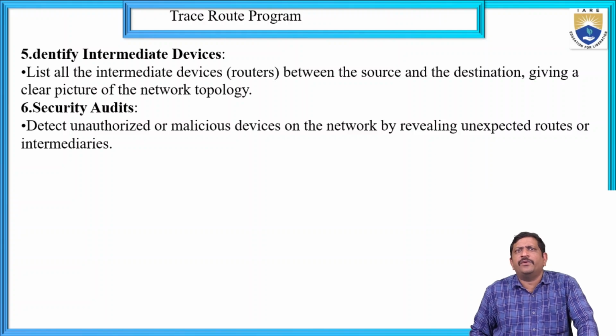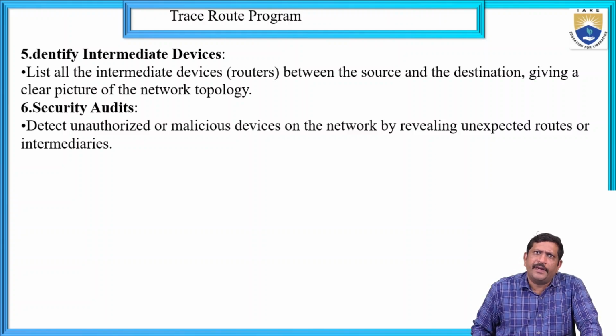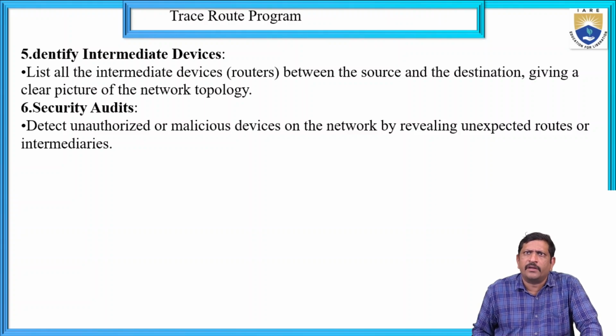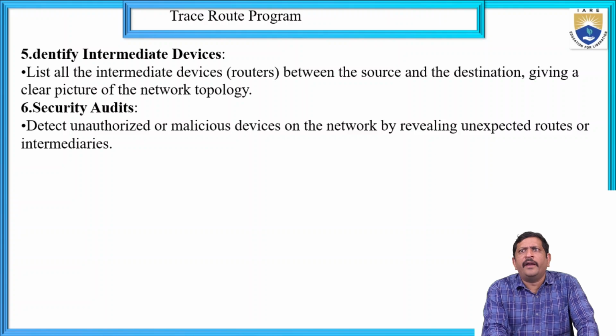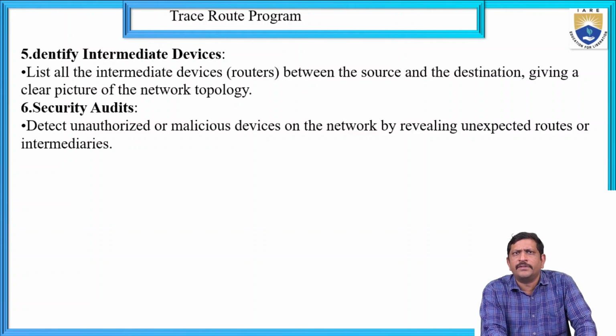And the next objective is identifying the intermediate devices. What are the intermediate devices you are using? What are the routers you are using between the source and destination? What type of routers we are using can be identified, which gives a clear picture of the network topology we are utilizing between the source and destination. Based on this topology, we are transferring the packets from source to destination, so effectively we can transfer the packets.